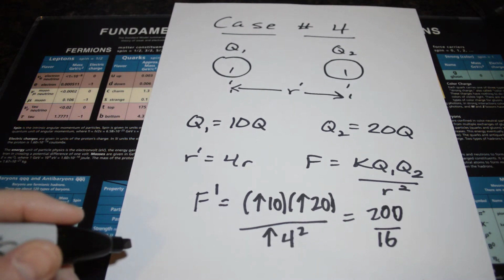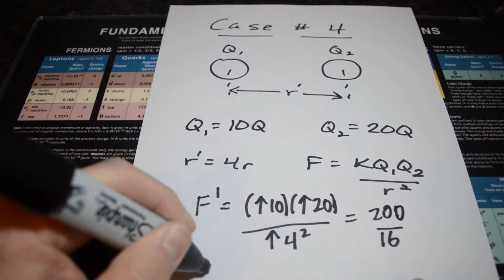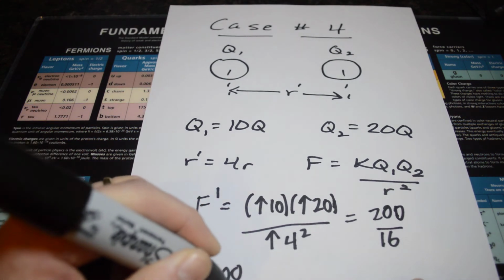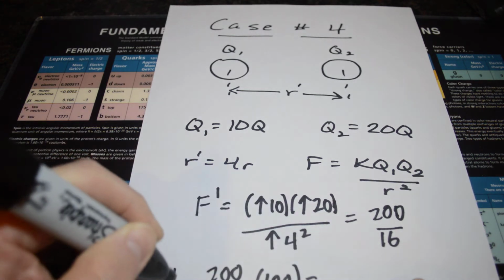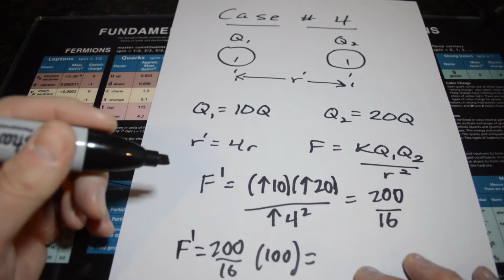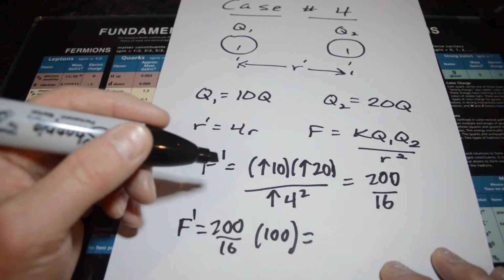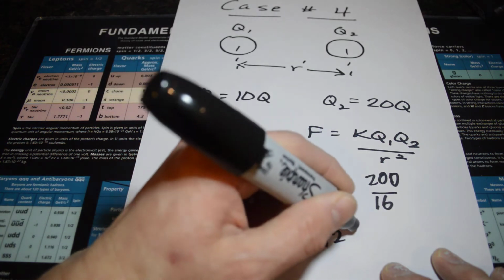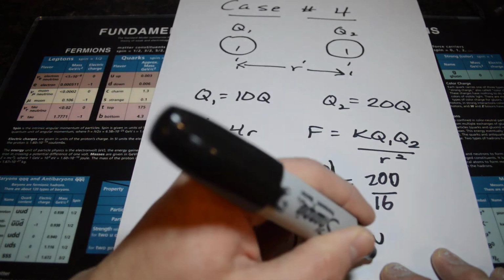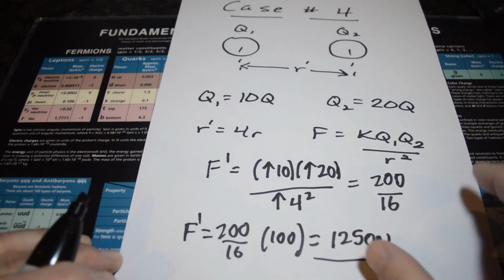And so if you take 200 over 16 times 100, that'll give you your answer for F, the new force, which I'm calling F prime. Oh, we've got to get that in the screen. And if you do that, I believe your answer is 1,250 newtons of force. So that was case 4.